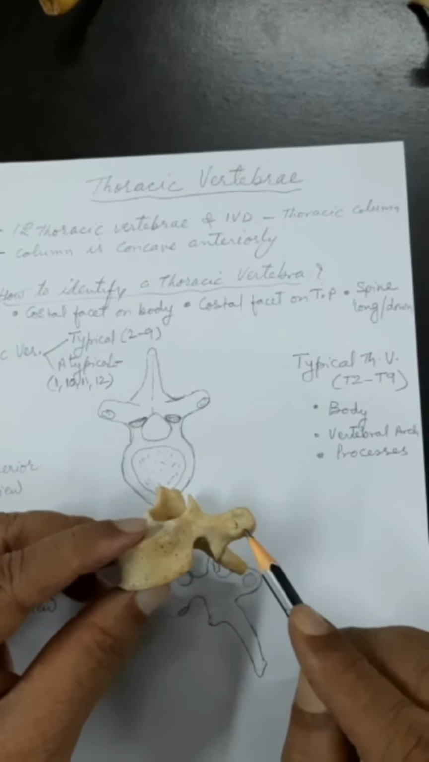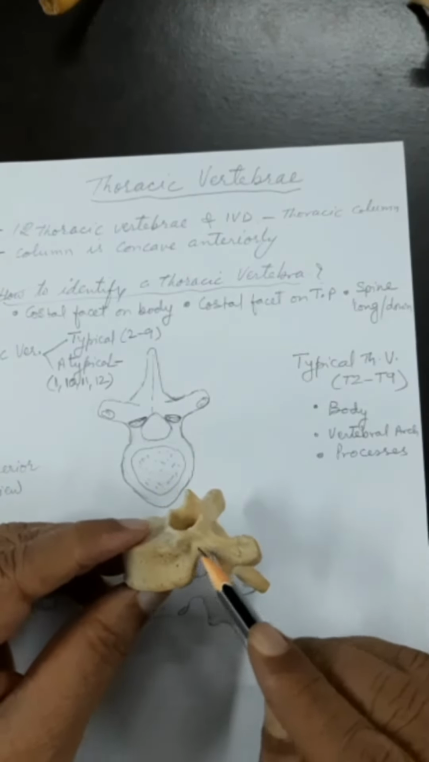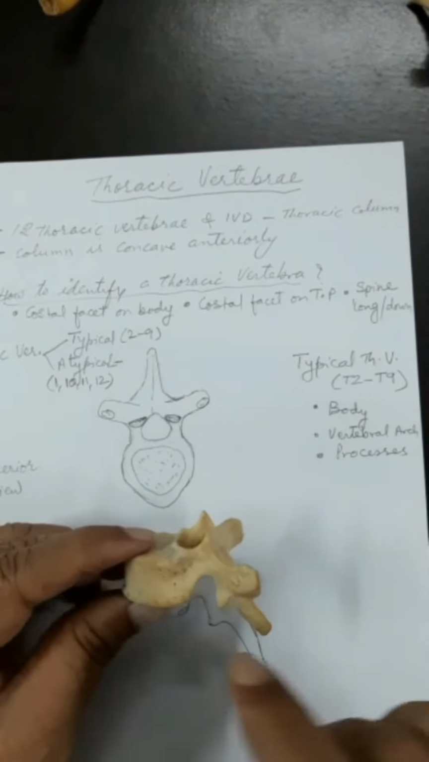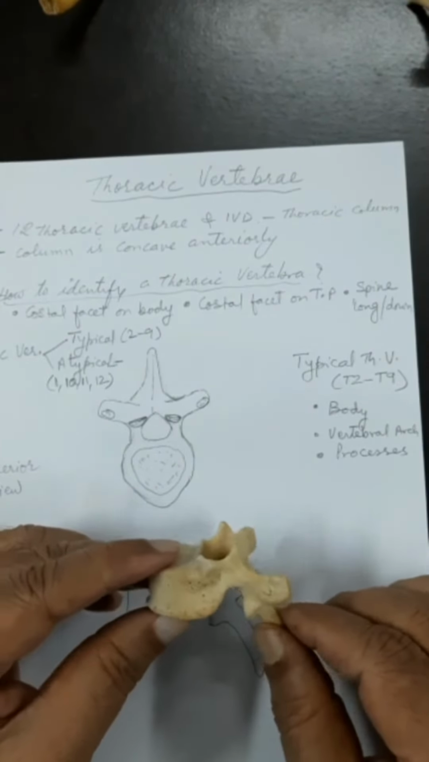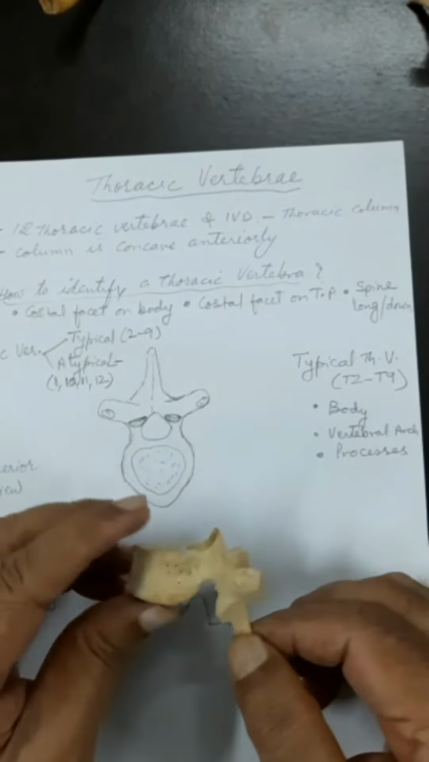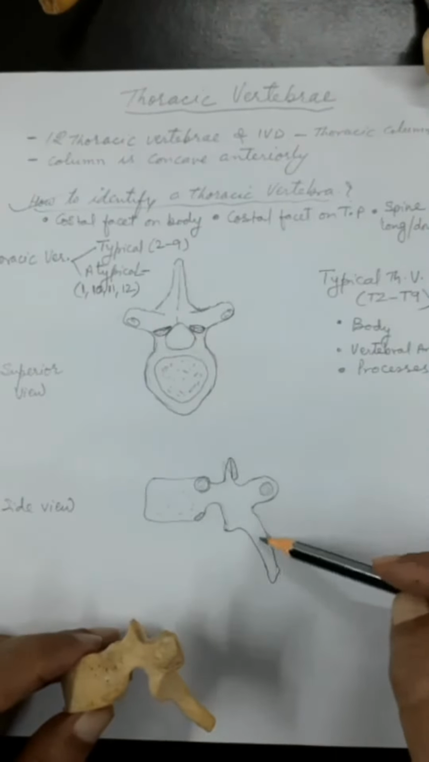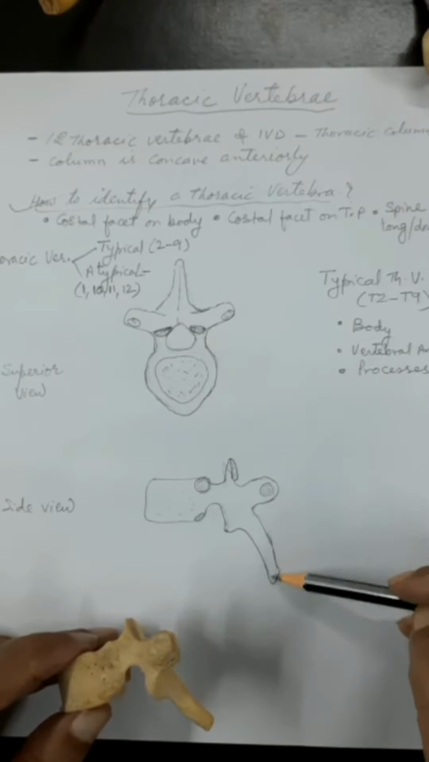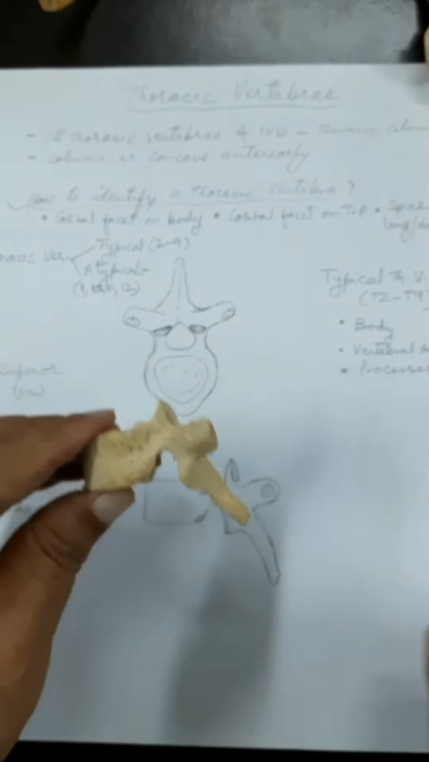But remember that these facets on the transverse process are absent in the 11th and 12th thoracic vertebrae. But definitely there is a single facet on the 11th and 12th vertebral body on the side, going more towards the pedicle. So this is the second identification point. And the third identification point is that it has a long spinous process which is projecting downward.